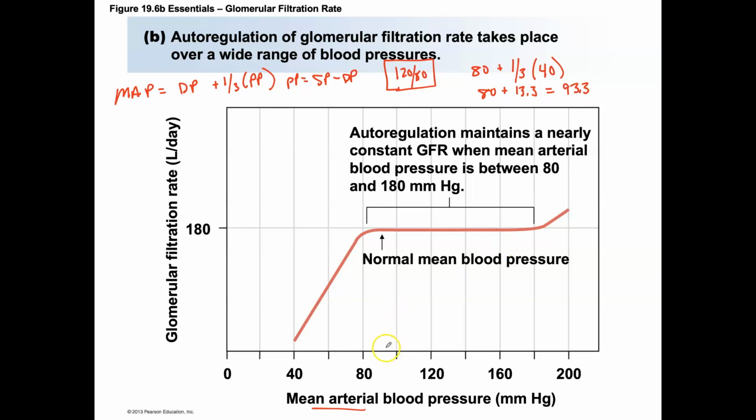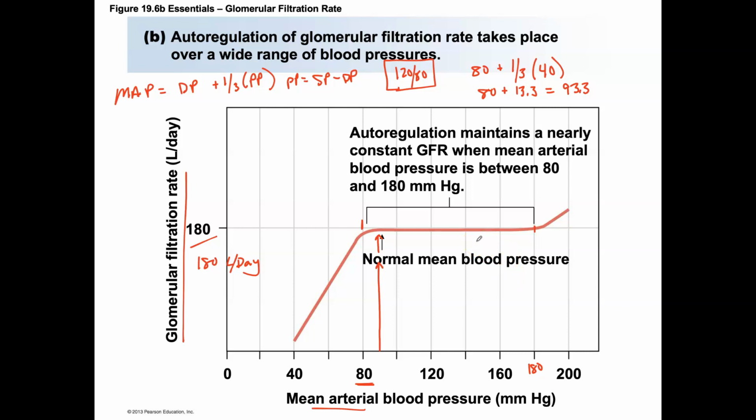So if we look at a MAP pressure in the 90s, that's going to fall onto the normal line for glomerular filtration rate. That's going to keep us at this 180 liters per day of filtration. And you'll notice that normal is between 80 and 180 millimeters of mercury for our MAP pressure, which is going to keep us at 180 liters per day of filtration.